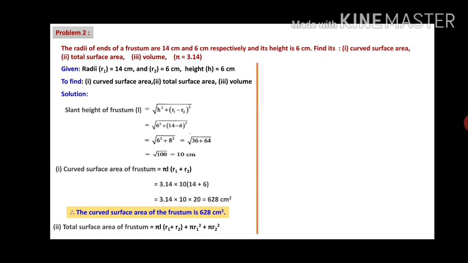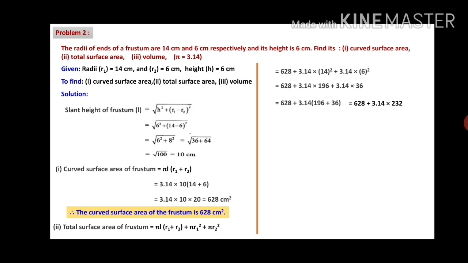Next, total surface area of the frustum is equal to pi L into bracket R1 plus R2 plus pi R1 square plus pi R2 square. Now we substitute the values of R1, R2, L here. We'll get the step 628 plus 3.14 into 14 square plus 3.14 into 6 square. So which will be 628 plus 3.14 into 196 plus 3.14 into 36.